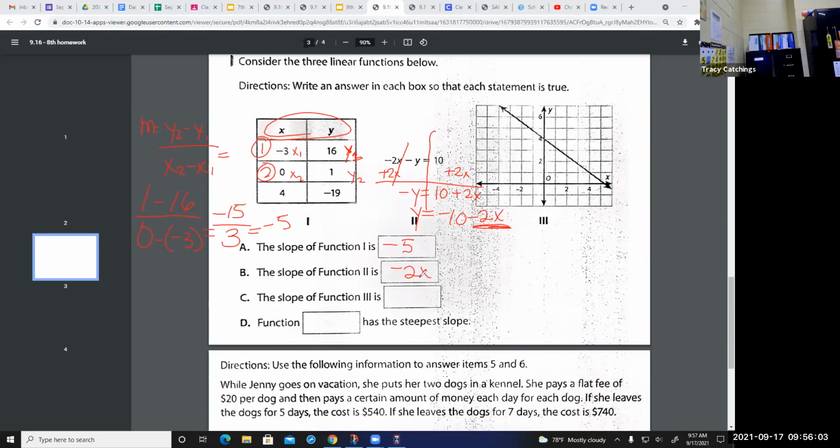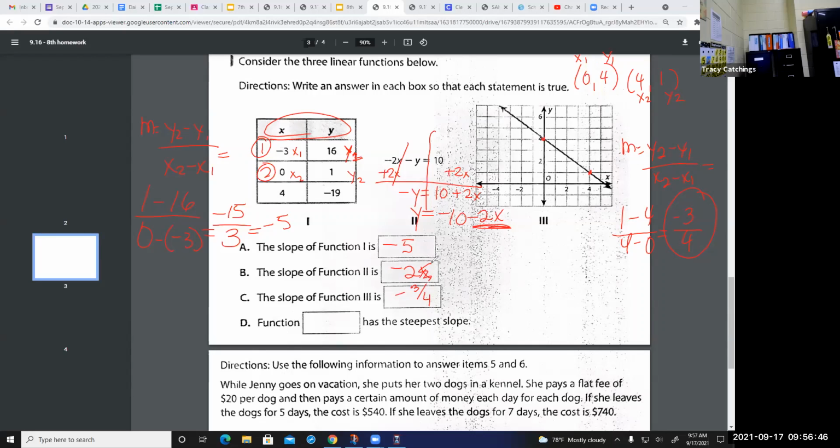And then C, how can we get that slope? 2 points, give us 2 points. Okay, out here is 0, 4. Okay, 4, 1, we'll go with it. So then that'll be x1, y1, x2, and then y2. Same formula, y2 minus y1 divided by x2 minus x1. 1 minus 4. Good job, negative 3, and then 4 minus 0. So folks should have gotten negative 3/4.